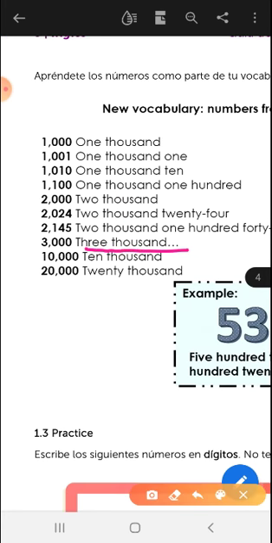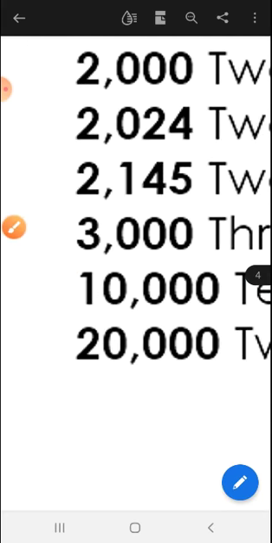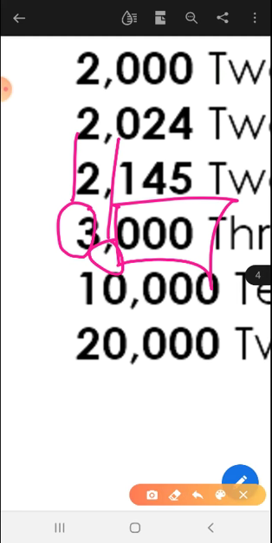3000. Now let's practice with this one. How do you say this number in English? Remember, say this number, 3. The comma indicates thousand. Here is just 0, so you don't say nothing. 3000. And that's it.